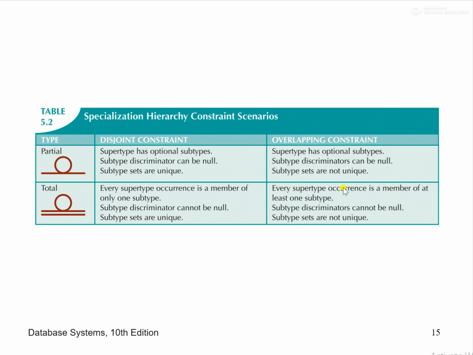But in case of the overlapping constraint, we can say that every supertype occurrence is a member of at least one subtype, because we have overlapping, and subtype discriminators cannot be null, and subtype sets are not unique because it is overlapping.